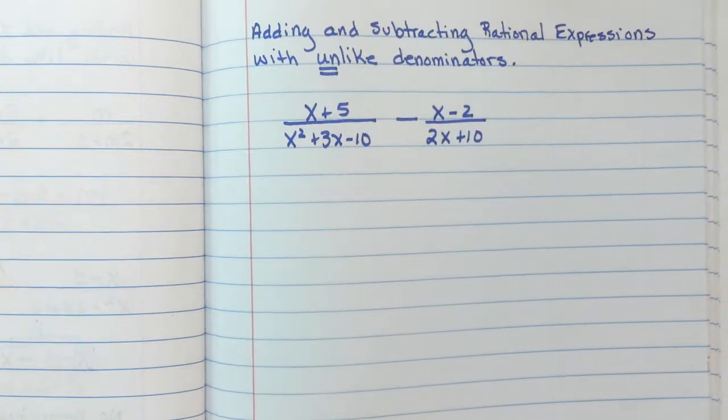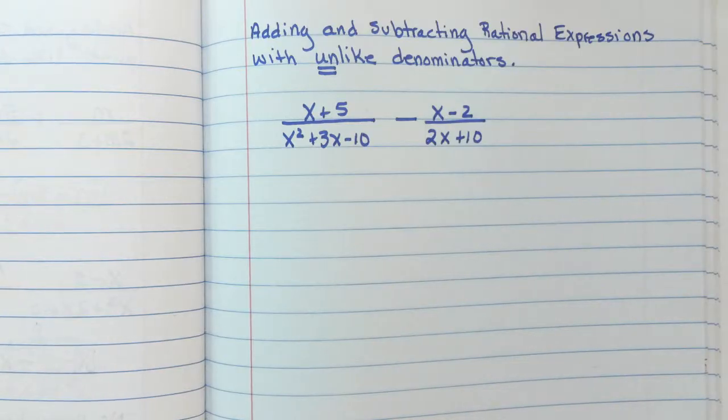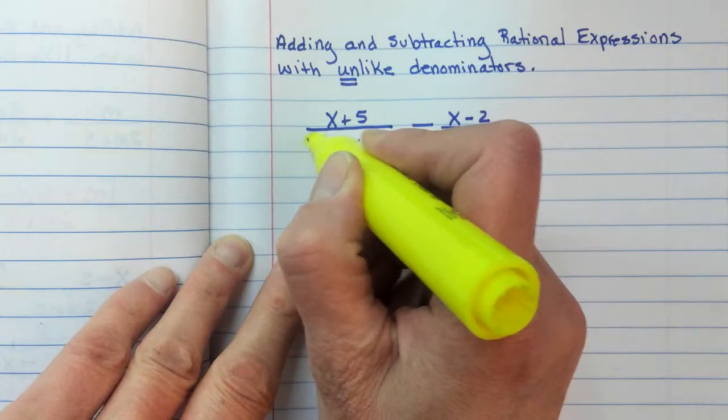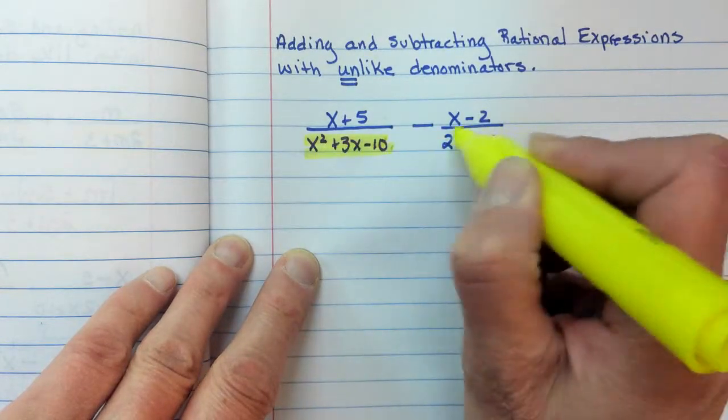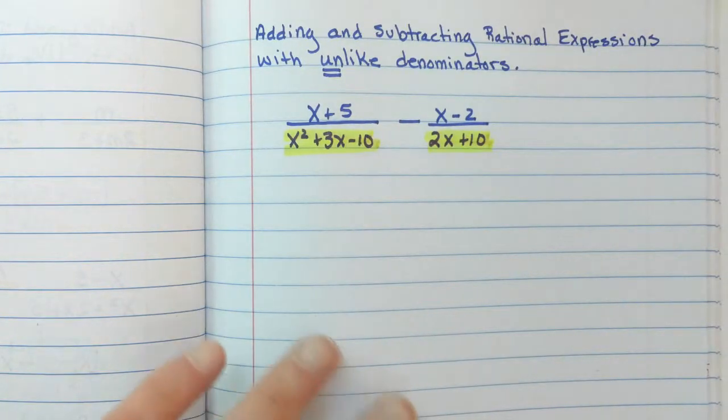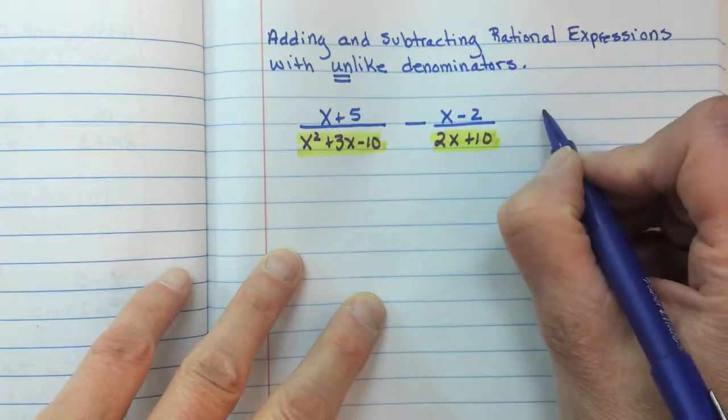In this video, we're going to up the ante a little bit with regards to adding and subtracting rational expressions. In this case, we have unlike denominators. So what we have to do when we have unlike denominators is, in fact, we have to factor our denominators. So that's the first step. When we look at our denominator, we want our denominators to be the same. And the only way we can do that is by factoring.